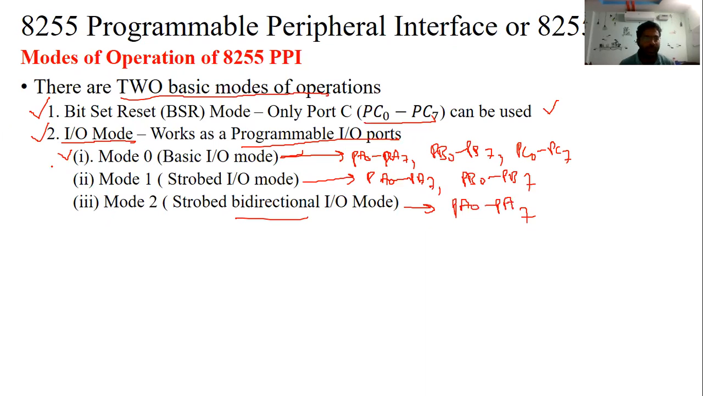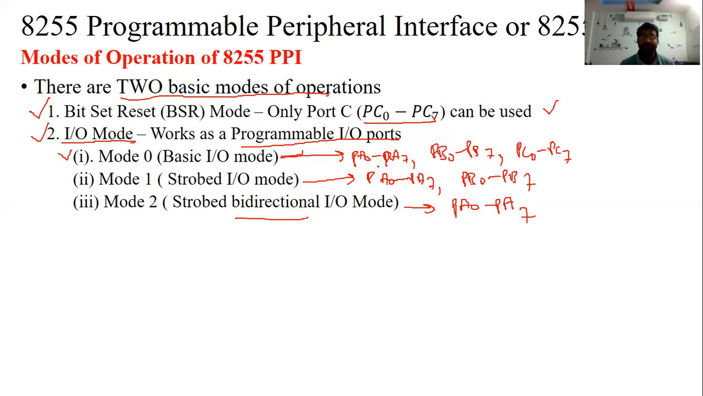You should remember, the input output mode is divided into 3 different modes. Mode 0 can also be called the basic input output mode. Then mode 1, strobed input output mode. Then mode 2, strobed bidirectional input output mode. In mode 0, the basic mode, 3 ports are working. So port A, port B, port C are working.